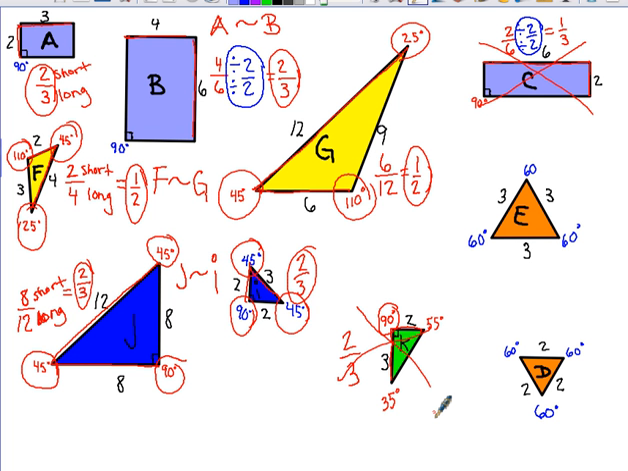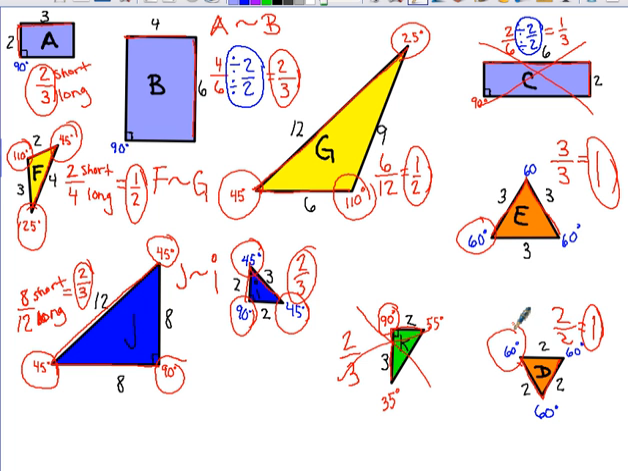Now if we look at the equilateral triangle, we can write a ratio with any two sides. And let's say we chose these two. It's a 3 to 3 ratio, which is equivalent to 1. And D has a 2 to 2 ratio, which is also equivalent to 1. Since their ratios are equivalent, and both of them are made up of three 60-degree angles, then that means that triangle E is similar to triangle D.